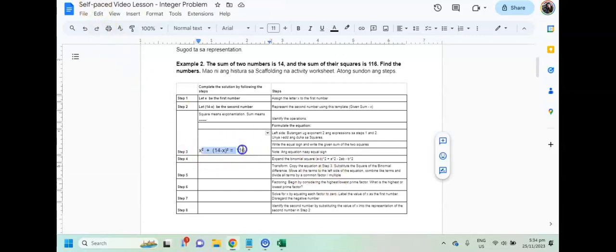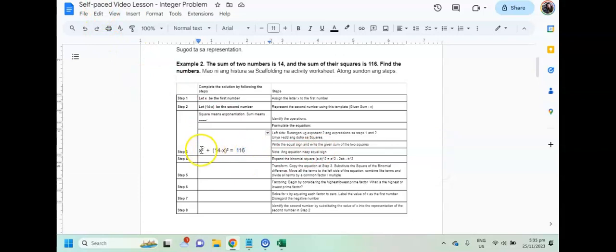Ini ang equation para sa atong word problem. Okay? So, the story in the word problem atong gi-represent using algebraic expressions and using algebraic equation. So, let's have a recap. So, in formulating the equation for this problem, butangan og exponent 2 ang expression sa step 1 o step 2. So, butangan og exponent 2 ang x, o butangan po og exponent 2 ang 14 minus x. Right? And then write the plus sign in between them, and then write the equal sign, and then the given sum of their squares. Sa akong ticket, it's 116.